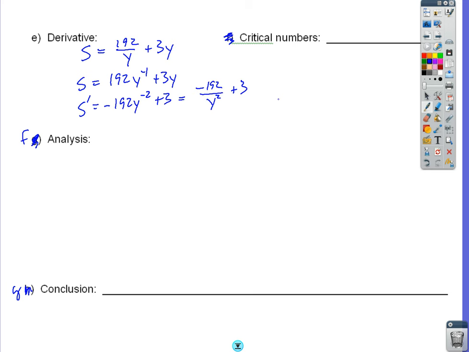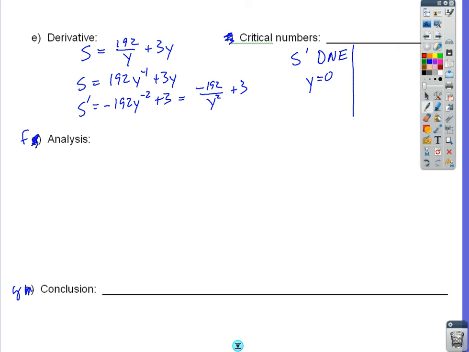So now I'm going to go find my critical numbers. My critical numbers happen in two places: when S prime does not exist, and when S prime is equal to 0. So I break it into those two cases. When does S prime not exist? S prime does not exist when y is equal to 0. But is y equal to 0 in my domain? No. So it does not make my list of critical numbers.